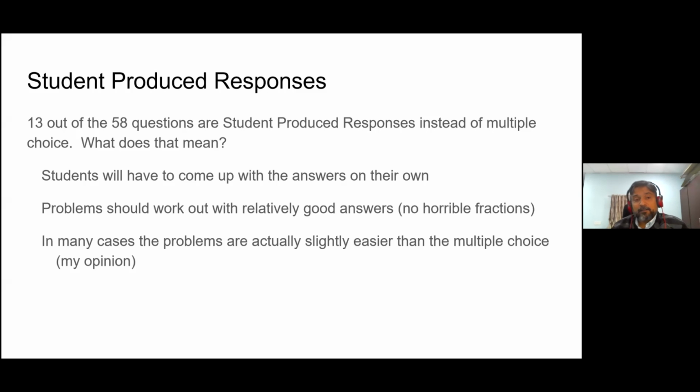Student produced responses, or the grid-in questions. There are in total 13 out of 58 questions, 5 plus 8 as we discussed. You will have to come up with answers of your own. Now the problem should work out with relatively good answers, no horrible fractions. So obviously it would be the first place of decimal or at max the second place of decimal that you have to work out. In many cases the problems are actually easier than the multiple choice questions, in my opinion, because they are not giving you the options. The level of the problems comes down a bit.